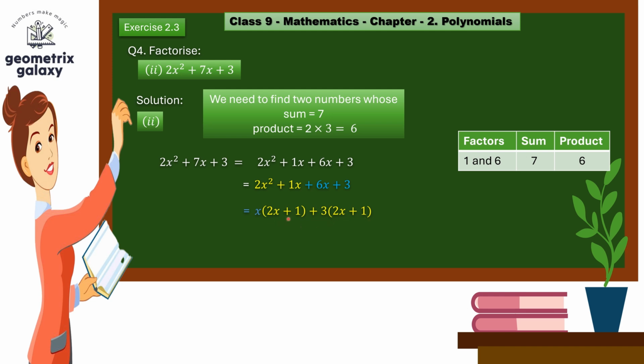Now we can see the 4 terms become 2 terms. In the 2 terms, I have 2x plus 1 as common. So I will take it out. Then I will be left with x plus 3. So the final answer is 2x plus 1 into x plus 3, which are the factors.